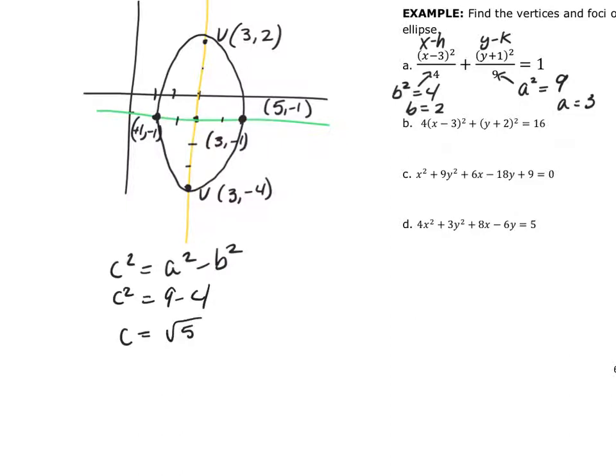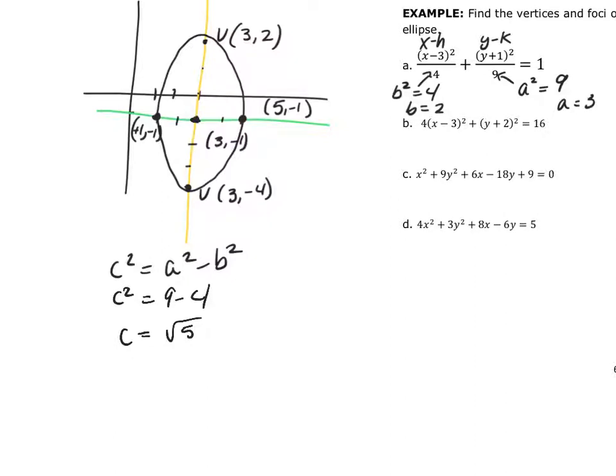So remember, c is the distance from the center to the foci. That's how come I'm just going to take the positive of it, because we are talking distances. So again, I go back to where my center is, which is right here. From my center, I'm going to add to the y value, because it's running parallel to the y, I'm going to add the square root of 5.